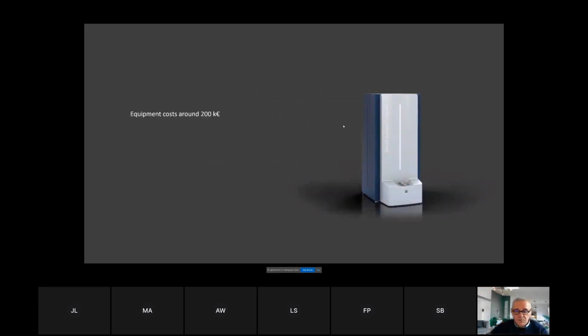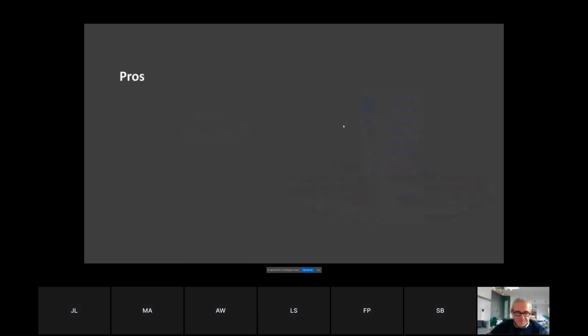So one of the problems is that the equipment costs 200,000 euro or so, maybe a bit less, maybe a bit more, depending on the options and depending on who you are, I guess. But the good thing is that the cost per sample for routine diagnostics is very low. It's only a few cents, so it's very cheap to run.